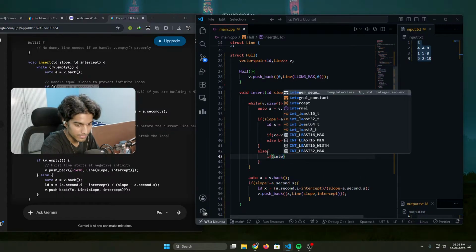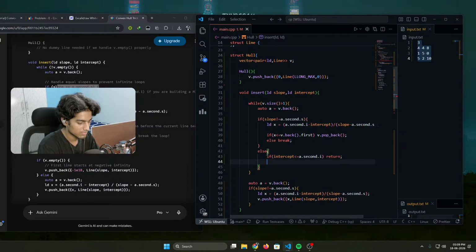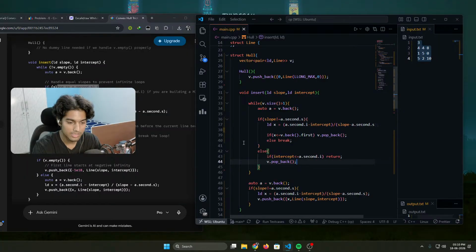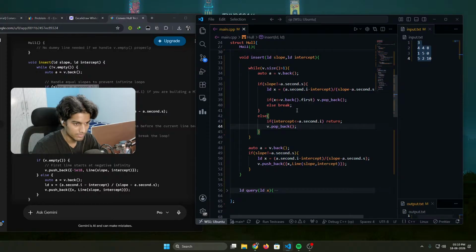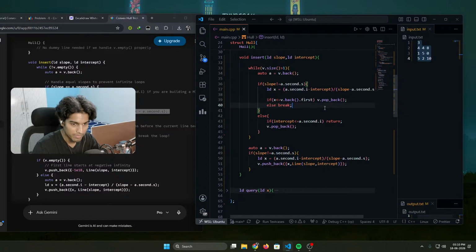Else if a dot second dot I, even if equals, if the intercept is greater, that means we are going to have the maximum over there. We're looking for the maximum, right? Yeah. But if the intercept is greater, then just pop back. Okay. Else we find this, we see if this is greater, we pop back, else we break.